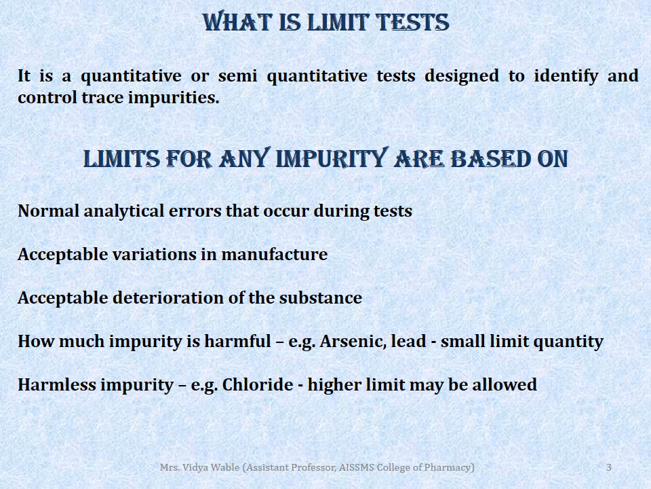Now, how much impurity is harmful? It depends actually upon the types of impurities. For example, arsenic and lead. If this type of impurities are present in your compound, a small quantity of this impurity may give you harmful effect. Harmless impurities are also there. For example, chloride. A higher quantity of chloride as an impurity can be acceptable or allowed.